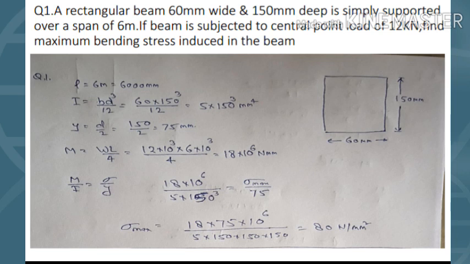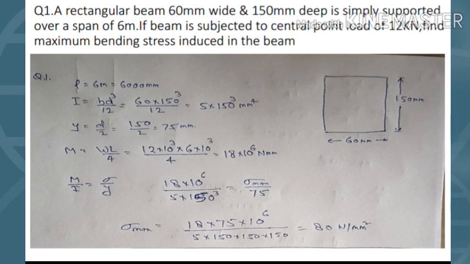So in case of rectangular section, Ixx equal to bd cube by 12. In this case b is 60 mm and depth d is 150 mm, so I equal to 60 into 150 cube by 12. Now y will be half of the depth, that is 150 by 2, that is 75 mm.